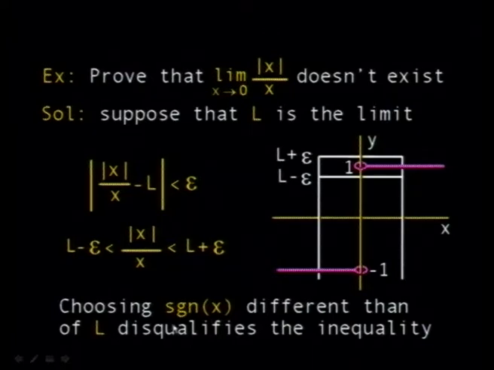So since you can make the sign of x different from L, this disqualifies the inequality, and therefore the limit of this function at the point 0 does not exist. And you see here that it approaches 1 from the right hand side, and it approaches minus 1 from the left hand side, so the limit does not exist.